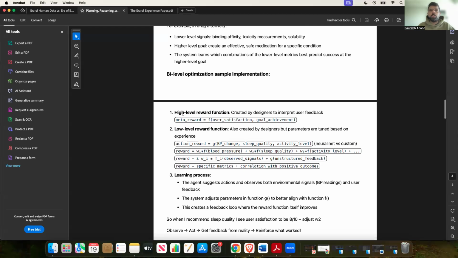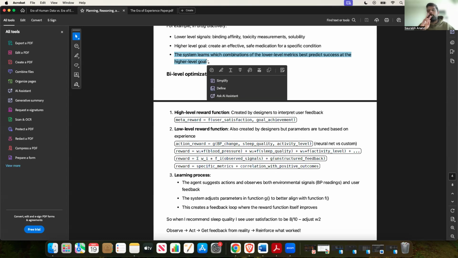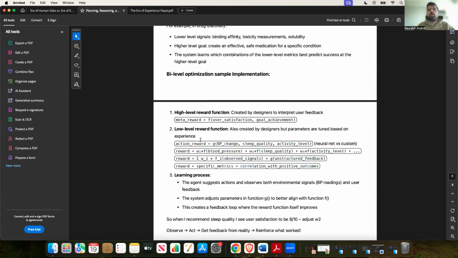But before doing that, let's just get started. And I want to mention one more point that I missed. So here, as you can see, what bi-level optimization was about in the case of rewards was that the system learns which combination of lower level metrics best predicts success at the high level goal, right? So optimizing between both of them. One thing I wanted to point out, which I had marked but forgot, was what do most of the companies use, right?